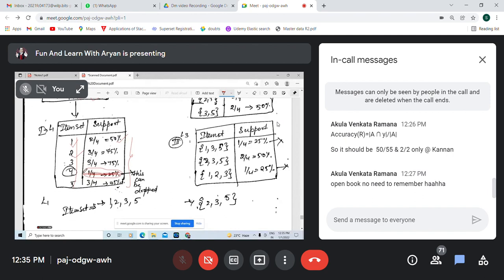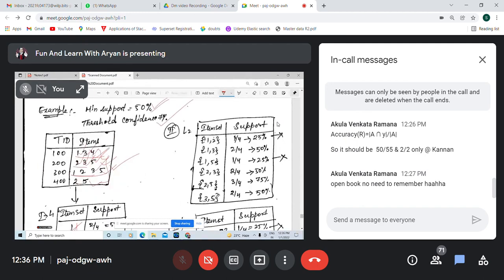You're not considering this one. 4 you're not considering. What are you left with now? 1, 2, 3 and 5. Now we have taken single items. Now take the 2 combinations: 1, 2, 1, 3, 1, 5, 2, 3, 3, 5. Put it in the table.